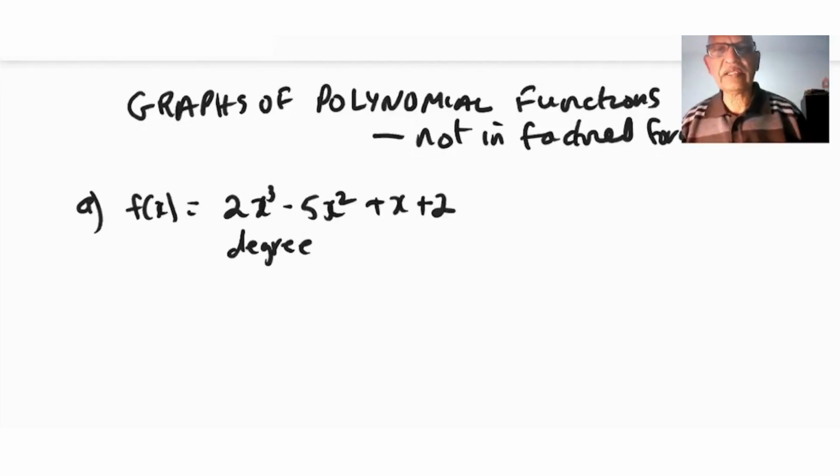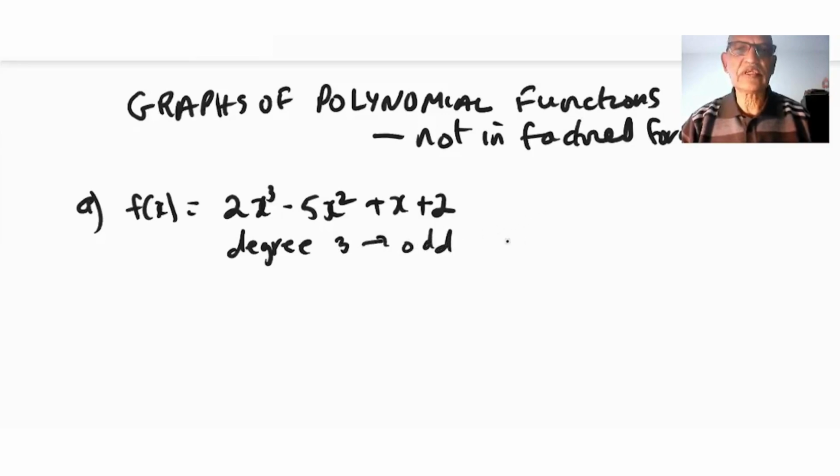Okay, our lesson will be graphs of polynomial functions when they are not in factored form. That means we have to factor it first. So we have seen graphs of polynomials before. The first thing we do is see the degree of this polynomial. The degree of this polynomial is 3, therefore we say it's odd. And the coefficient is the coefficient of the term with the highest degree, which is positive 2.